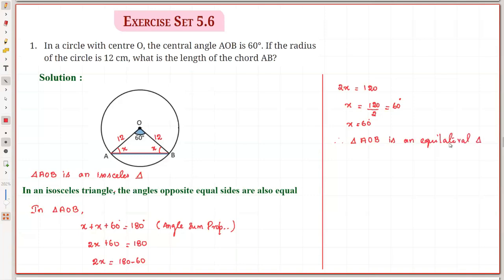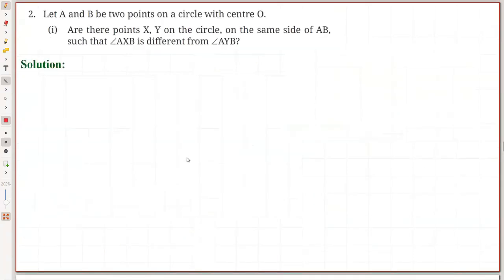If it's an equilateral triangle, we know that all the sides are equal and all the angles are equal. Therefore, I can say AB is equal to 12 centimeters. They ask us to find the length of the chord AB. So AB is equal to 12 centimeters. So we got it.